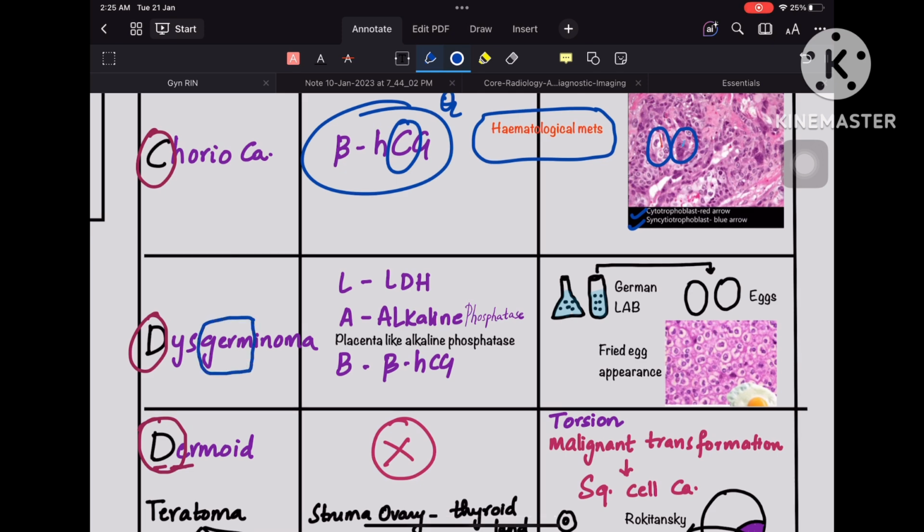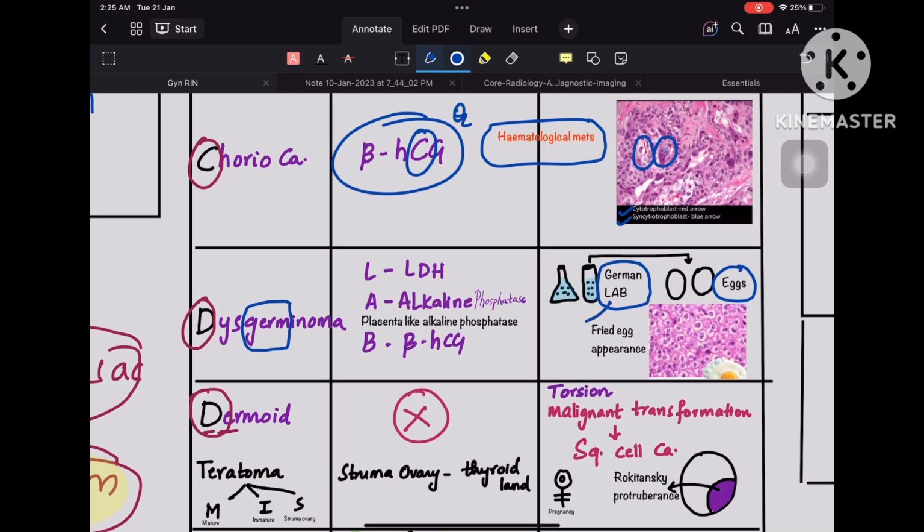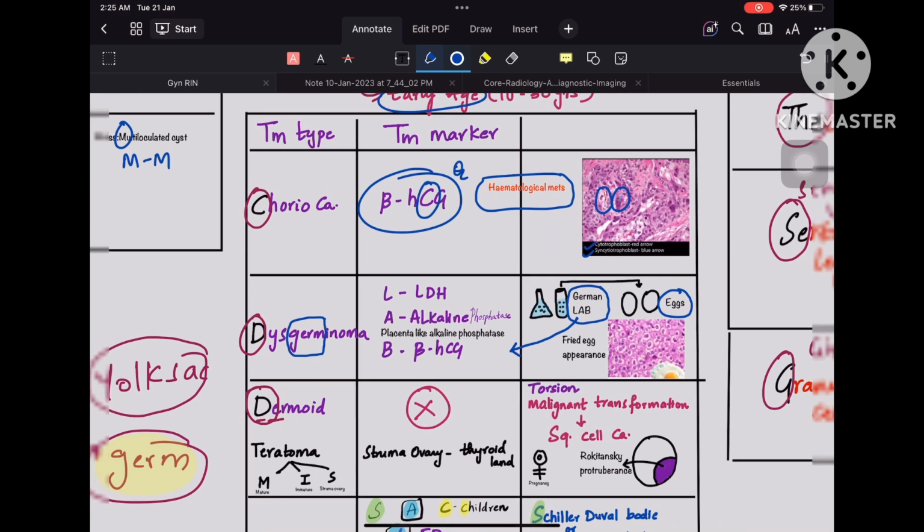So dysgerminoma, the name has germ in it. So remember it like a German lab. In a German lab, you are making fried eggs. So why remember lab here? It is a tumor marker mnemonic: LAB, LDH, alkaline phosphatase and beta HCG.